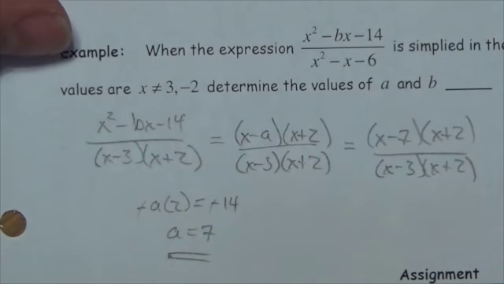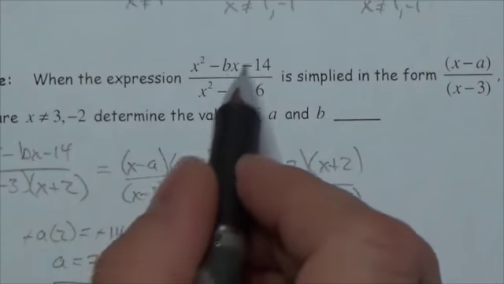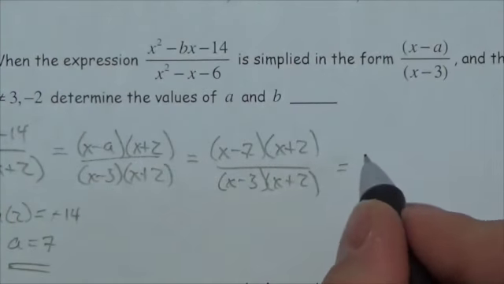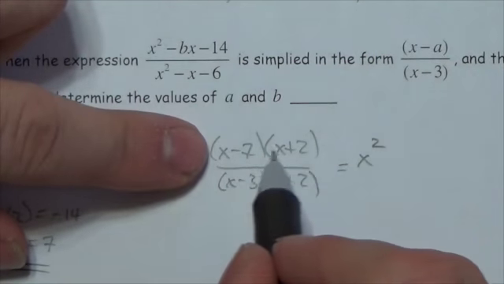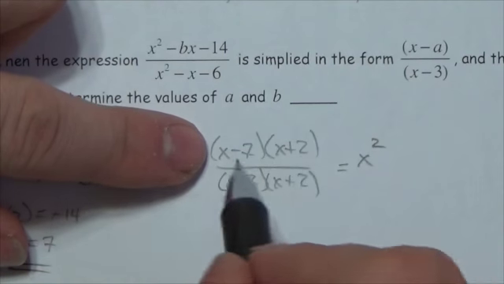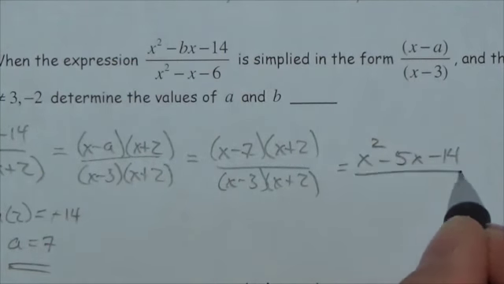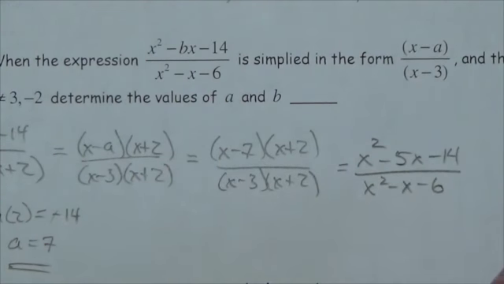Now the question is, what's b? Now, to get b, what I have to do here is expand this out, because notice I'm getting b from the expansion. So I'll expand out the numerator and denominator. So this is going to be x squared, that's going to be positive 2x minus 7x. So 2 minus 7, that's going to be -5. And then minus 14. And I don't really have to expand out the denominator because I already know it's going to look like that.